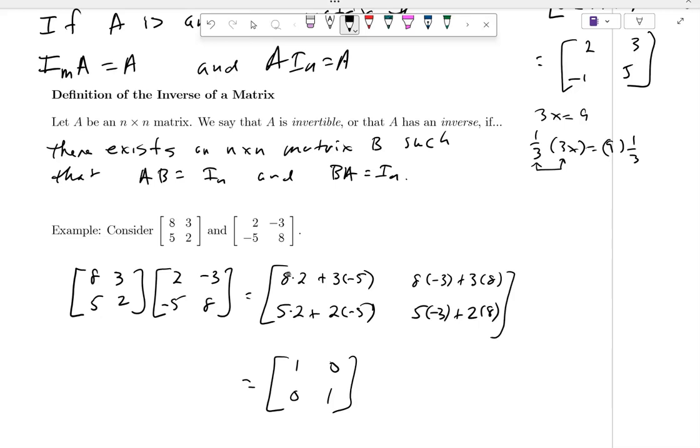You can show that it works the other way around too. If you reverse them, you'll get the identity. So what that means is that these two matrices are inverses of each other. What we'll talk about on Friday is how we find inverse matrices. I gave you examples of inverses, but we'll talk about how we actually find these, and that's what we'll concentrate on Friday.